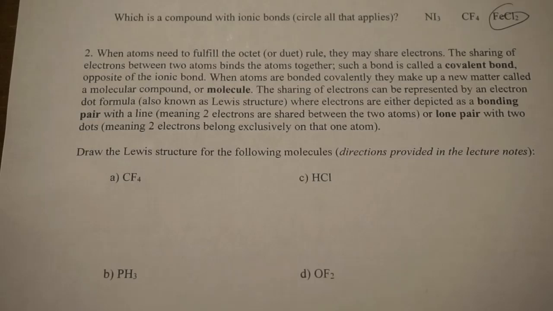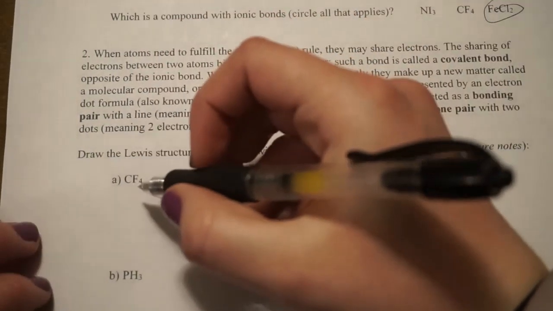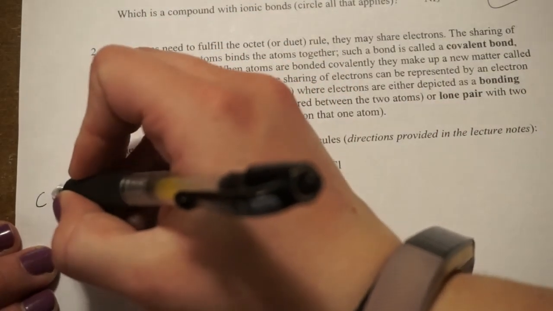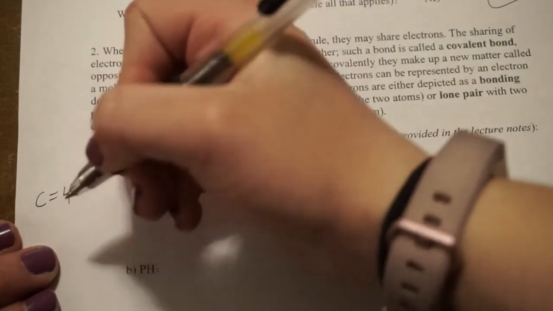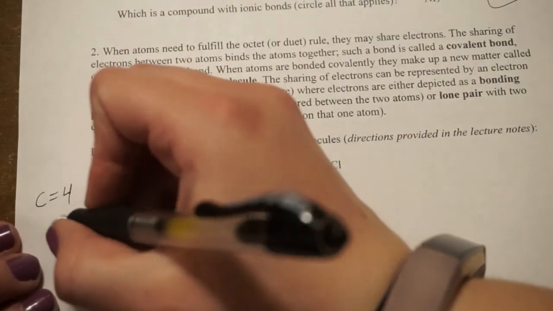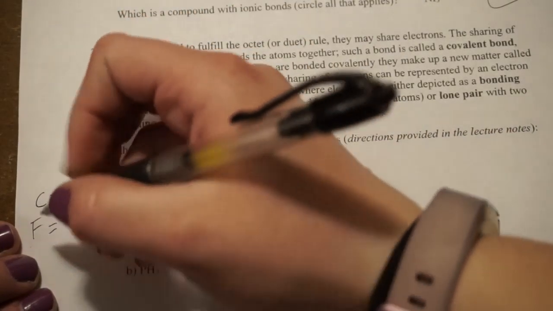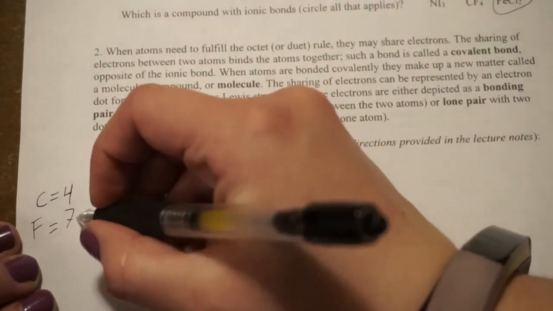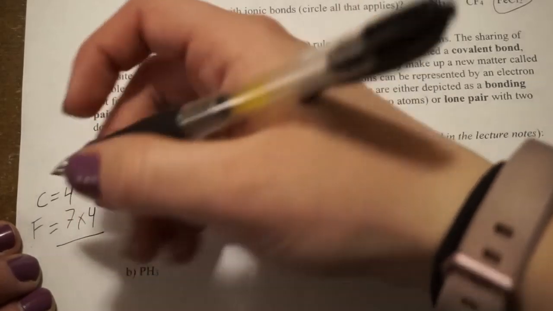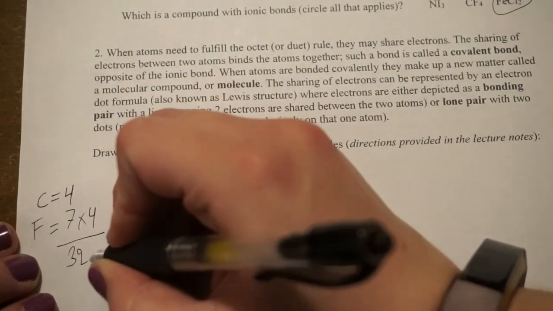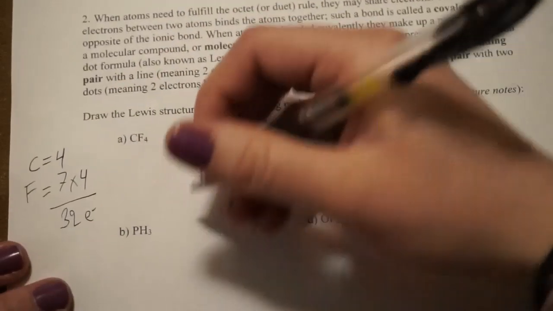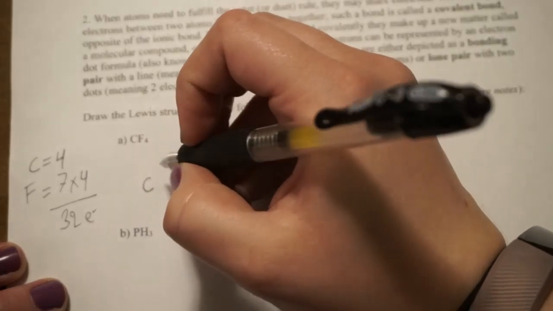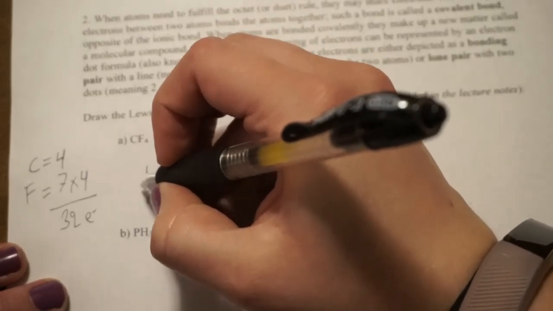So, for A, it's CF4. First, we take their valence electron numbers. Carbon has 4 valence electrons. It's in group 4. And fluorine has 7 valence electrons, and it's multiplied by that 4. So we do 7 times 4. Add those together, and you have 32 electrons.